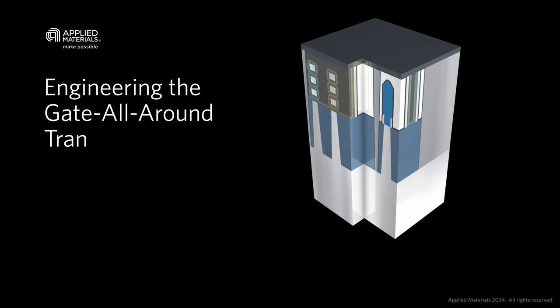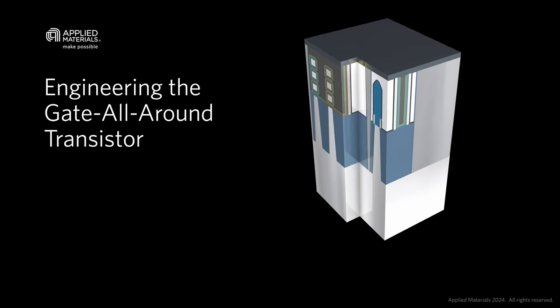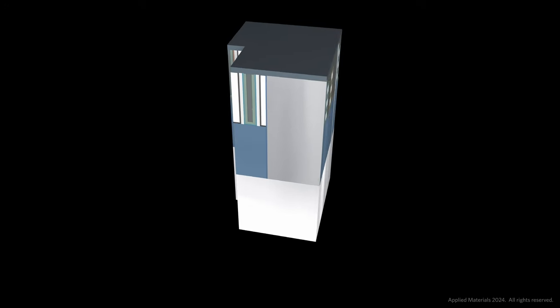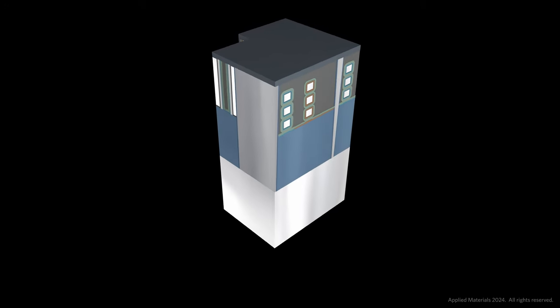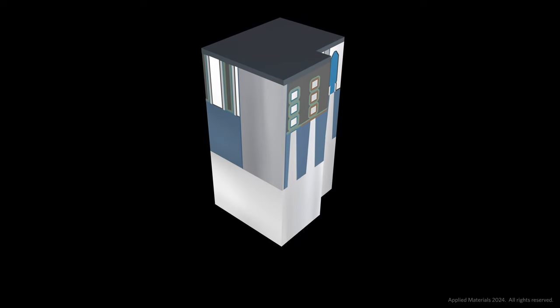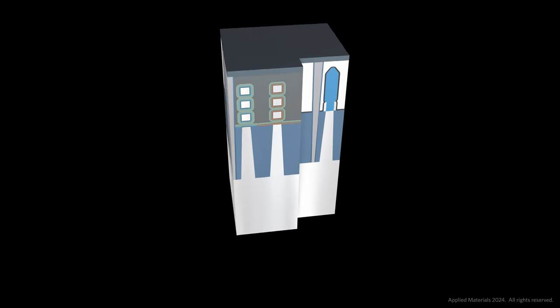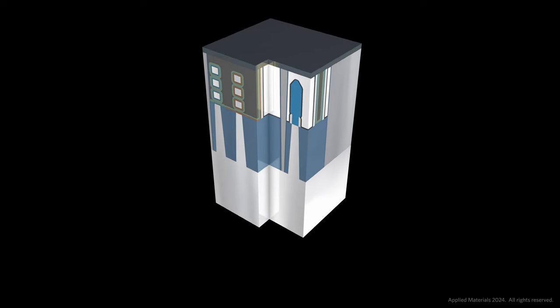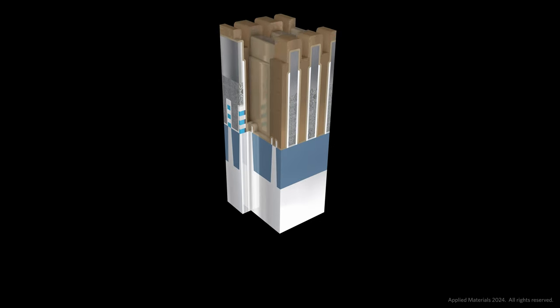Engineering the gate-all-around transistor. The AI era of computing demands unprecedented performance that depends on our ability to continue improving the most basic electronic building block, the transistor. As lithographic scaling slows, chipmakers are employing new 3D techniques like gate-all-around transistors, backside power delivery, and heterogeneous integration with advanced packaging to increase logic density in new ways. This video illustrates the key materials engineering breakthroughs developed to build gate-all-around transistors.